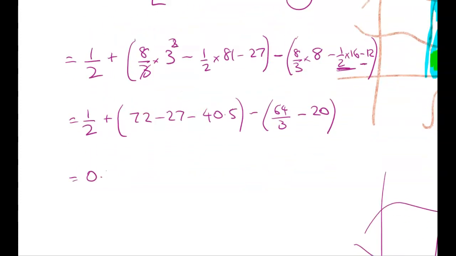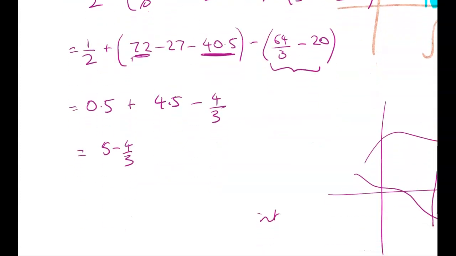So we've got 0.5 here, 72, 31.5 minus 27. That gives me a half plus 4.5 here, minus 64 on 3 minus 60 on 3 gives me 4/3. So it's 5 minus 4 on 3.